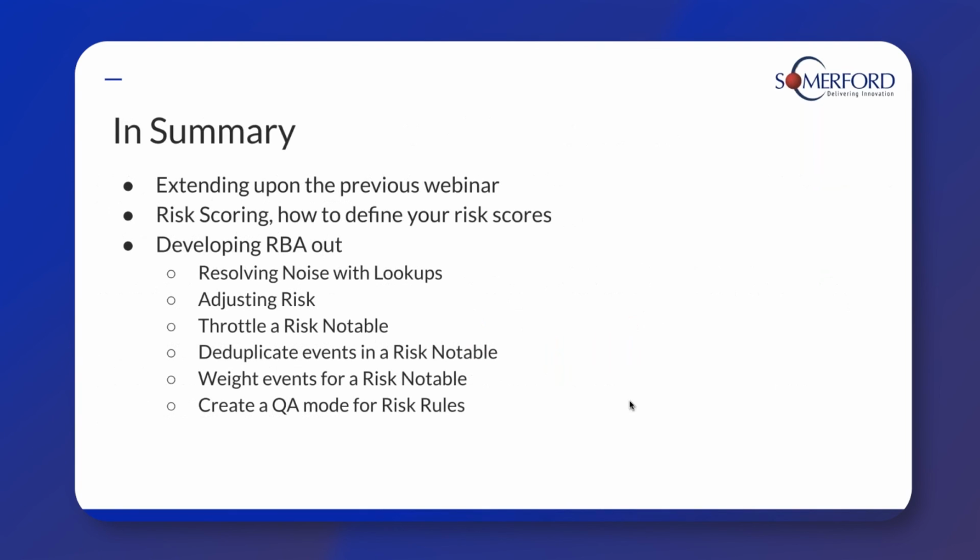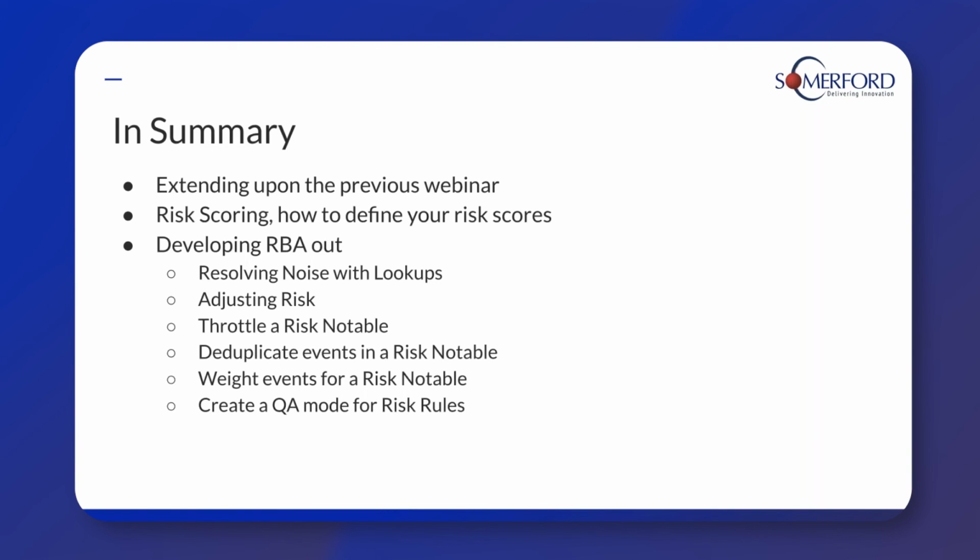Okay, so just to summarize. I'm not doing a demo in this particular webinar, but I will do a big one in the final one if you join me in a couple of weeks. So in summary, we're going to extend upon the previous webinar. We talked about what we did previously: risk scoring, how we define our risk scores, what we do with RBA, and options we can use to expand it and develop it into a wider scope, and think about how we can tune it with these techniques, so we can reduce the noise with lookups.